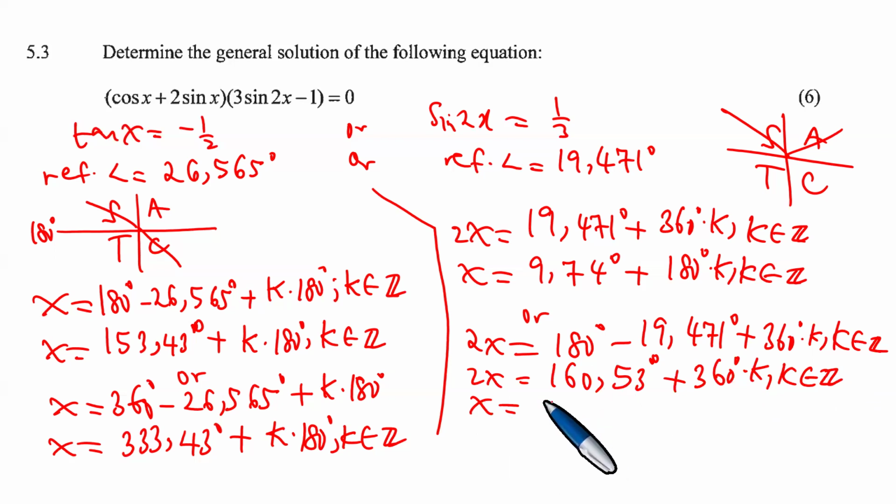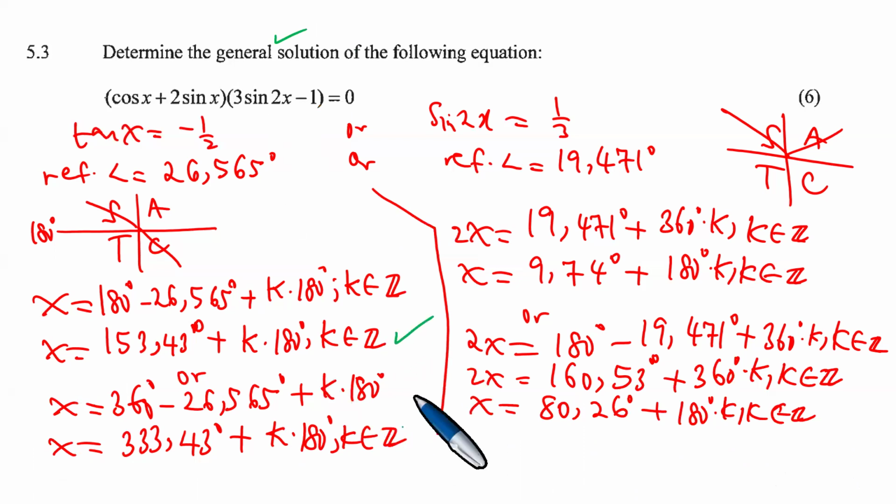Dividing by 2 will give us 80.2645, which is about 80.26 degrees. Dividing 360 by 2 is 180 degrees times k, where k is an element of the set of integers. So that gives us the solution here. We have these answers there. I've answered the question in terms of the general solution. We found this set of solutions here, and therefore we have been able to solve question 5.3 in a step-by-step manner. We are done with this question.